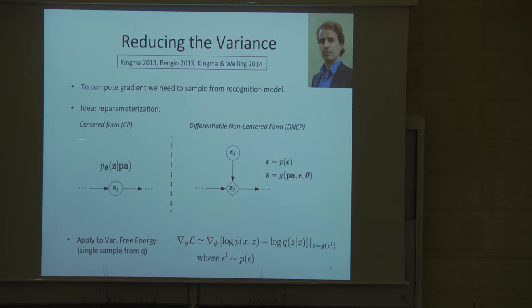In statistics, they call this the centered form and the non-centered form. And the main point is that this distribution doesn't depend on the parameters anymore, and you can just take gradients very easily.